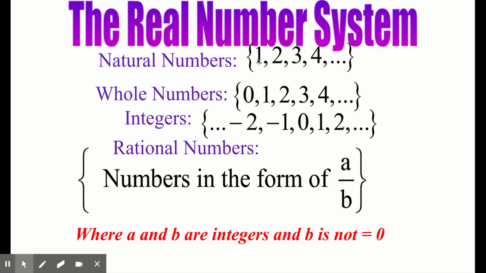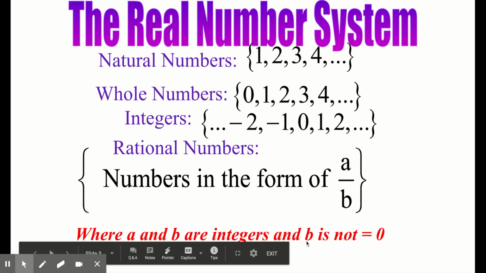Remember that none of these, from natural, whole, or integers, have a decimal or fraction in them, okay? You only get decimals and fractions when you get to your rational numbers. So numbers in the form of A over B, where B is not equal to 0, is a rational number.